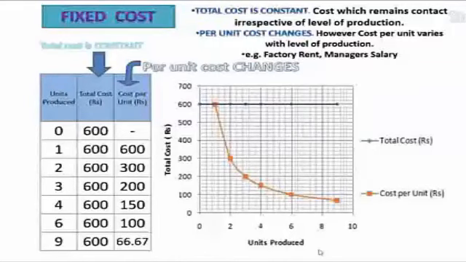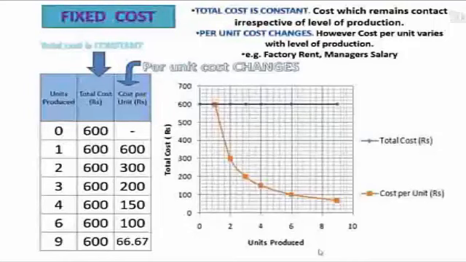But per unit cost, it is what? Total cost divided by number of units produced. So in our case, for 2 units produced, total cost is 600. If we divide by 2, we are getting cost per unit as 300. If the production level is increased to 3, cost per unit is 200. So here you can see that cost per unit is changing with level of production. It means cost per unit varies with level of production.